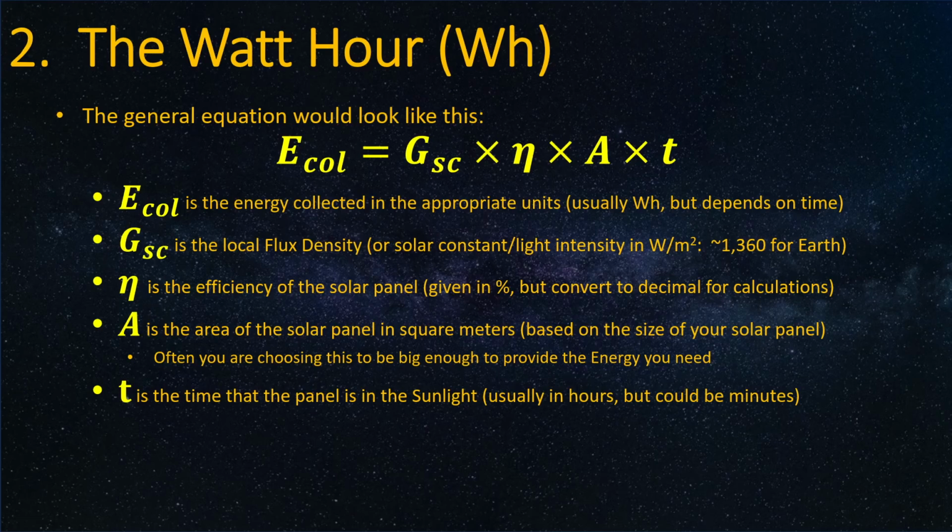In this case, I'm just going to work around the idea of the area, how many square meters you would need. And finally, T is the time that your solar panel is in the sunlight. Now that's usually in hours, but depending on what units you're pulling, it might come up as minutes. So this is our equation, these are the parts that go into it, and a rough idea on how to use them.